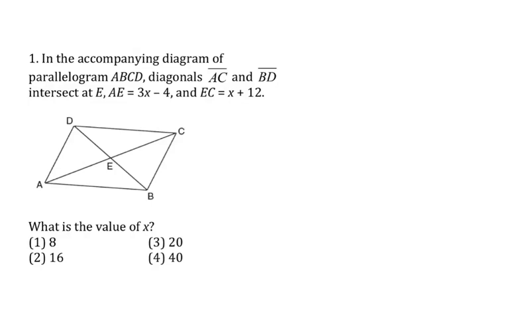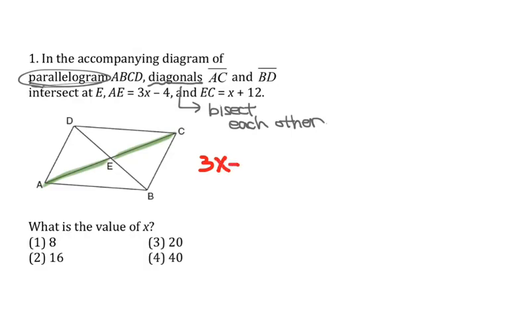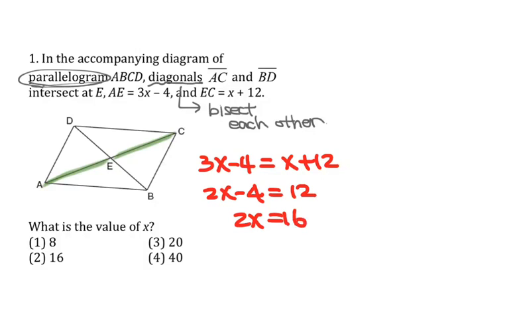In this diagram that we see, diagonals AC and BD intersect at E. One thing we have to realize is that the diagonals in a parallelogram bisect each other. That means AE must be congruent to EC because it's cut in halves. So we can write the equation 3x minus 4 must be equal to x plus 12. Subtracting x from each side, we get 2x minus 4 is equal to 12. By adding 4, we get 2x must be equal to 16. Then you can see that x must be equal to 8.